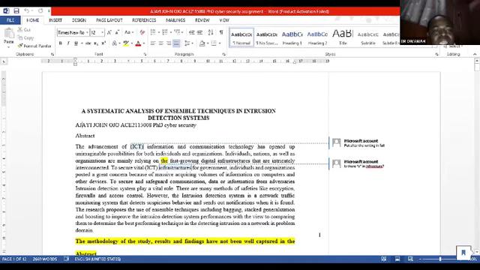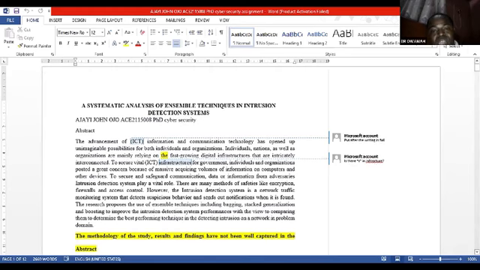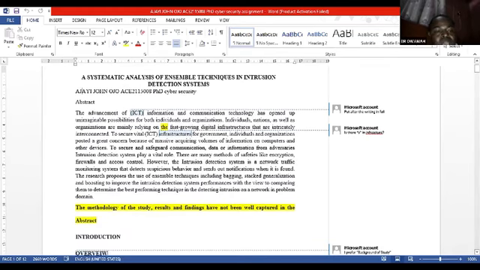Now, this is Ajayi John Ojo. I went through your work very properly to look at some of the issues therein that may need correction. I will still send you this. You will discover that I said the methodology of the study, results and findings have not been well captured in the abstract. This is the only challenge in your abstract. You couldn't tell us, because you are working on a systematic analysis of assembled techniques in intrusion detection systems.